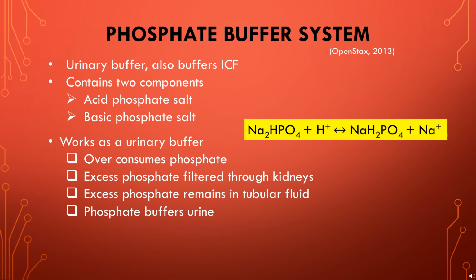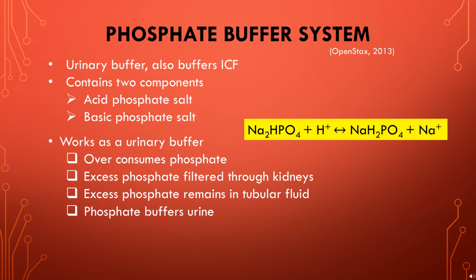Phosphates are more abundant in the intracellular fluid, like proteins, so this particular buffer system contributes significantly to intracellular buffering while competing with the intracellular proteins. The phosphate buffer system also works best as a urinary buffer.